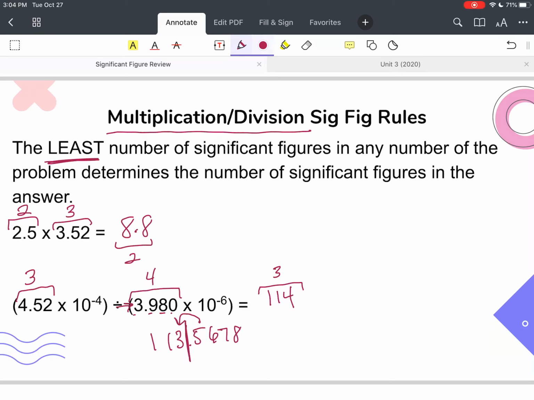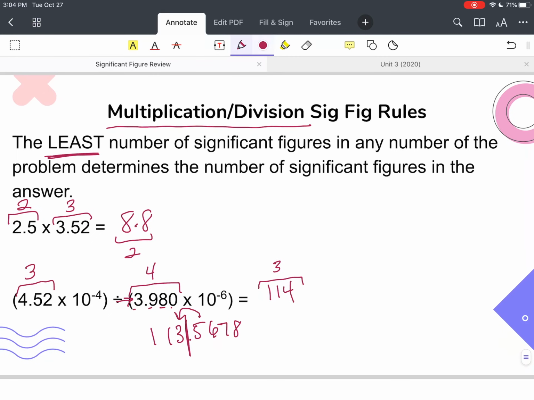Okay, so hopefully that gives you just a quick refresher on significant figures. You are going to have to be able to put your answers from mole calculations in significant figures on your quiz. So make sure you've got a little bit of an idea about that. Okay, and let me know if you have any questions.